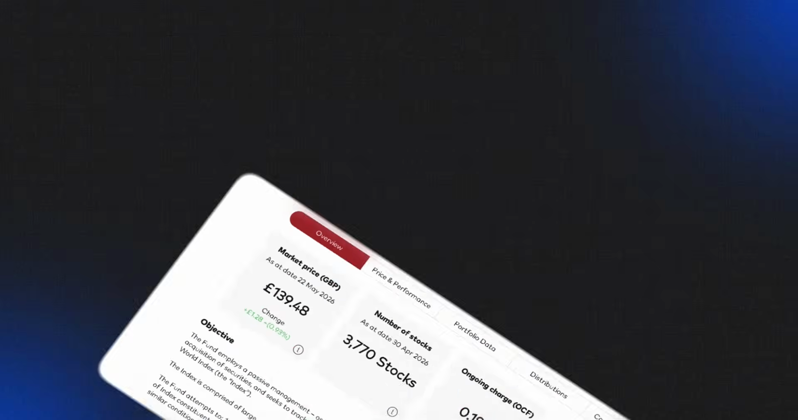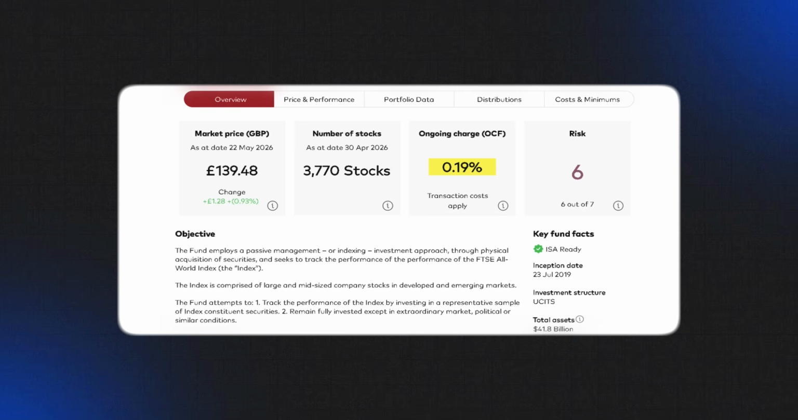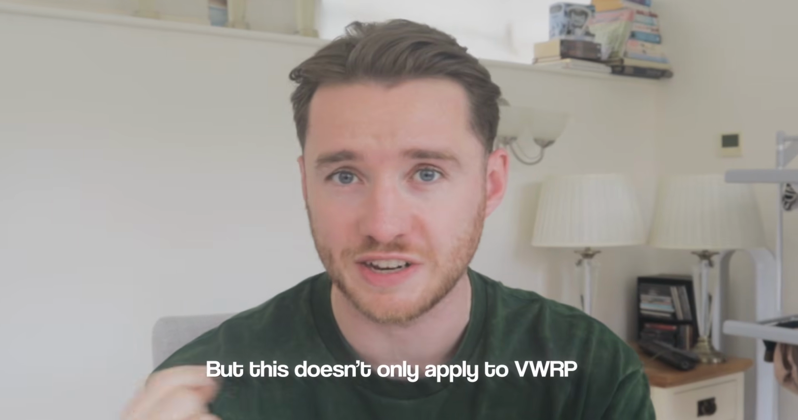Vanguard's FTSE All World has an ongoing charge figure of 0.19%, but this is not the true cost of this index fund. It's actually 26% higher. But this doesn't only apply to VWRP.